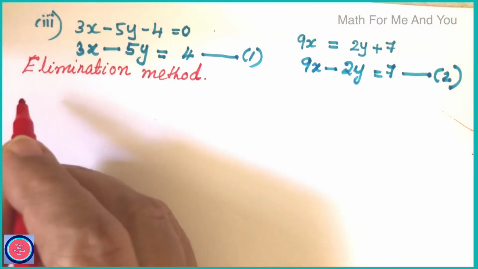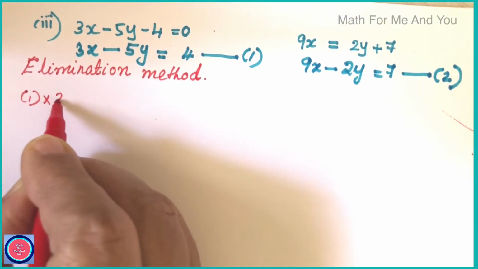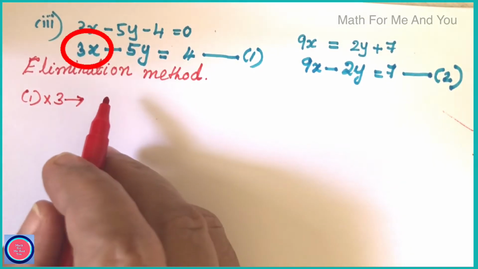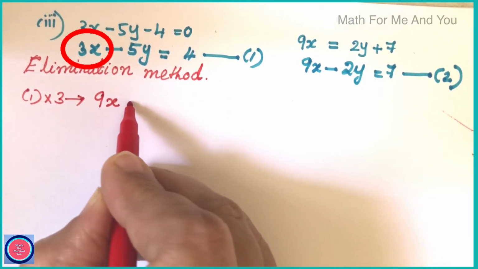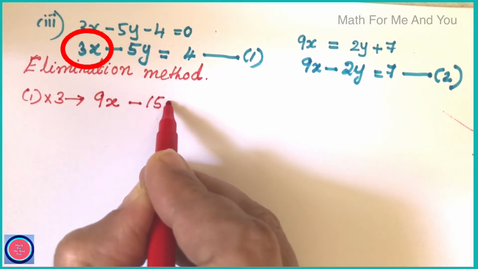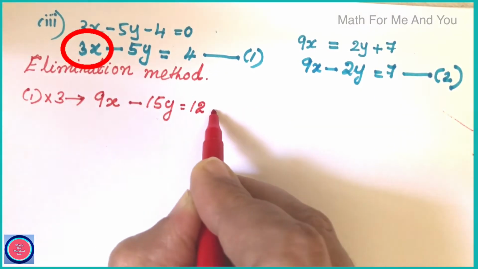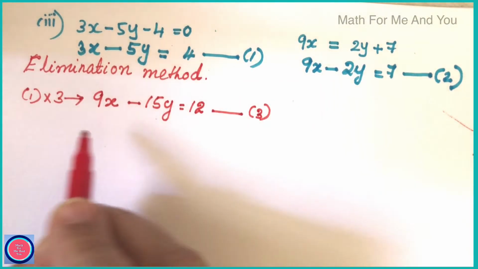The elimination method means we need to get the same coefficient in both equations for x or y. I'm going to eliminate x. The second equation has a 9x coefficient. That means if we multiply the first equation by 3, we get 9x. I'm going to take the first equation times 3. Then we get 9x minus 15y equals 12.